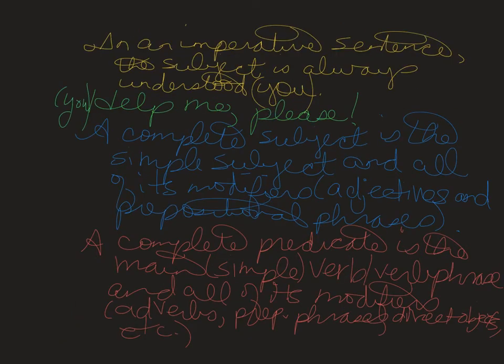All right, almost done. In an imperative sentence, the subject is always understood you, and you guys should all remember this and know this, okay? Help me, please. All right, here your predicate is the word help, that's your verb, simple predicate, simple verb, and you, understood you, is your simple subject. Who is to help me? You are to help me, okay? Final bit of information here with a couple of examples.